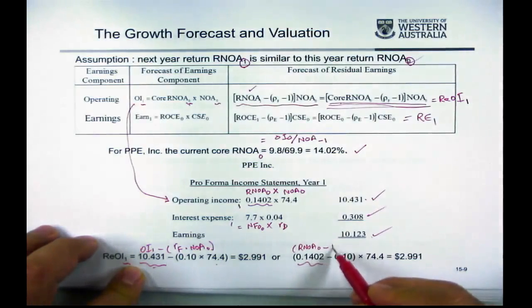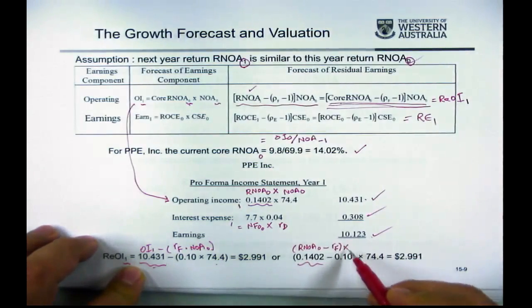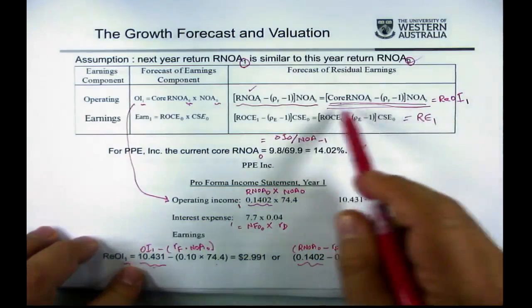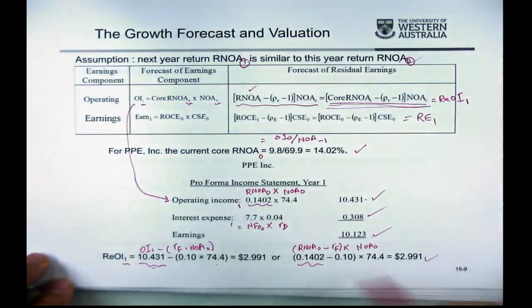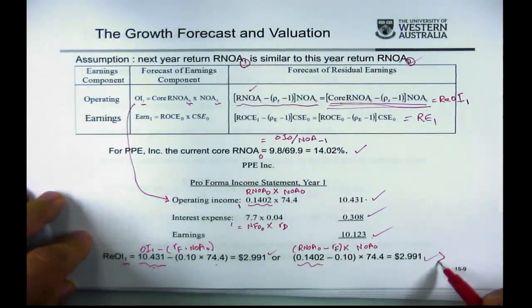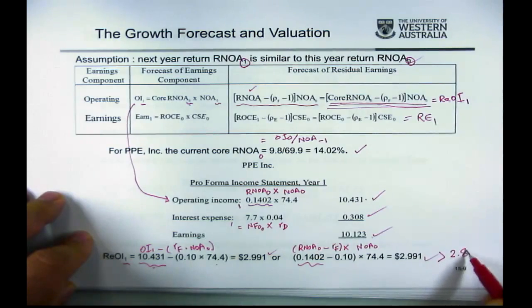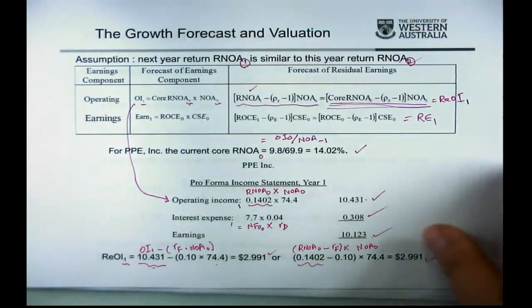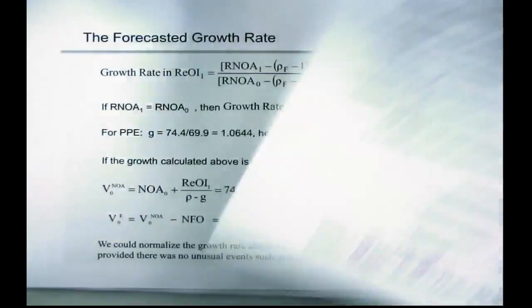and the cost of capital multiplied by the current net operating assets at time 0. We are using this formula. We get the same answer. Make sense? This one is greater than the no growth assumption. In the no growth assumption, the residual operating income was 2.81. Make sense? When we assume there is a growth, then the residual operating income will be greater than the no growth assumption.